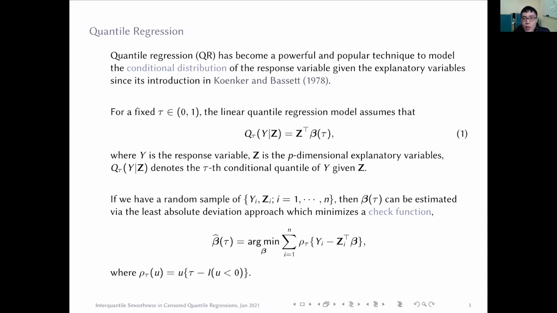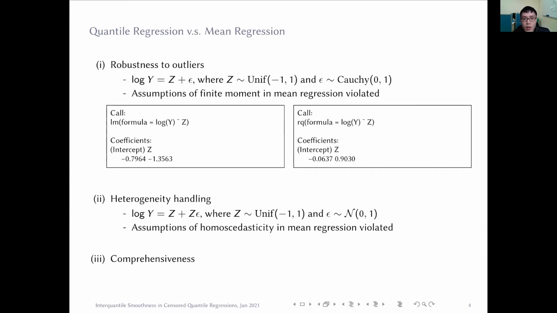To estimate this model, we use the least absolute deviation approach, which minimizes the check function in the following form, and the rho here is the quantile check loss function for quantile tau. Why do we care about quantile regression, since we already have the mean-based regression technique?